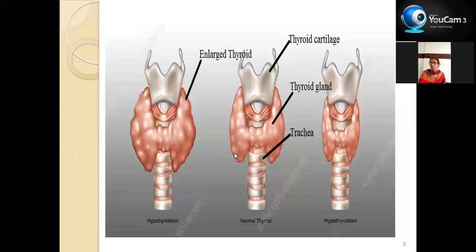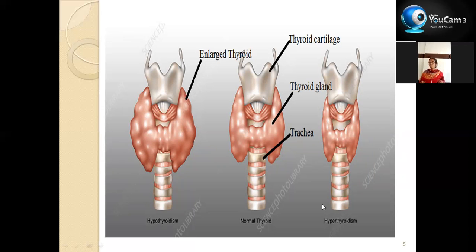See here, this is the normal thyroid gland. This is the normal condition. But in hypothyroidism, we can see the enlargement of the thyroid gland. But in case of hyperthyroidism, the thyroid gland does not undergo enlargement. When we compare with the normal thyroid, it is very thin in hyperthyroidism.